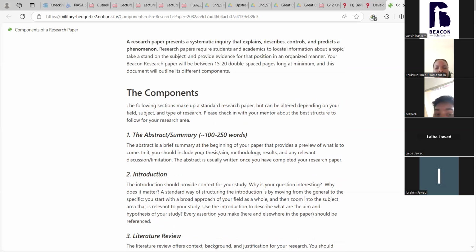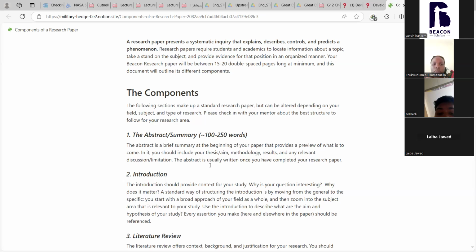The abstract is a brief summary at the beginning of your research paper that provides a preview of what is to come, and you should include the thesis, aim, methodology, results, and any relevant discussion. The abstract is usually written once you have completed your research paper, so it is put at the top of your research paper, but it is written as the last thing. Do you get it? Yes. Yeah. Emanuela, please, can you open your mic?